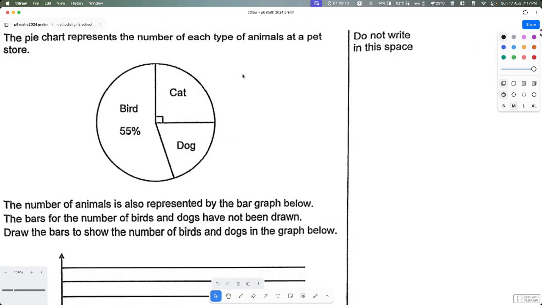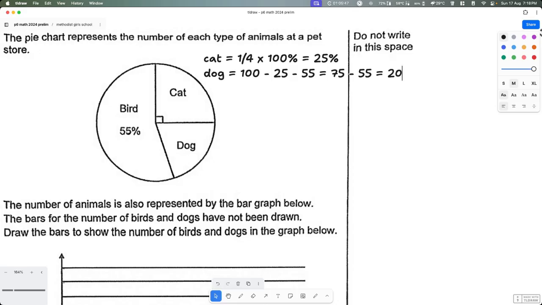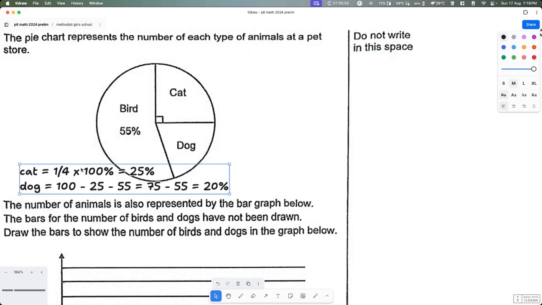Okay, so for cat is equal to 1/4, which is times 100%, equal to 25%. Right? Pretty straightforward. And then dog is equal to 100 minus 25 minus 55, which is equal to 20%. Right, in this case over here.